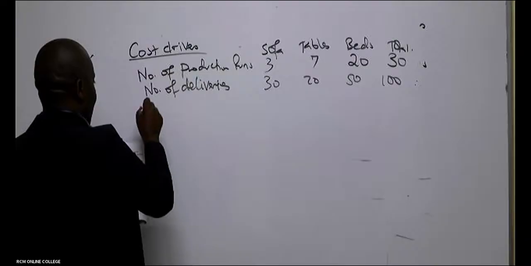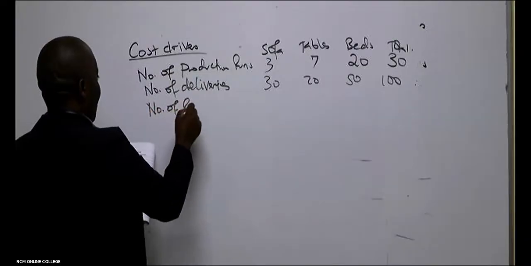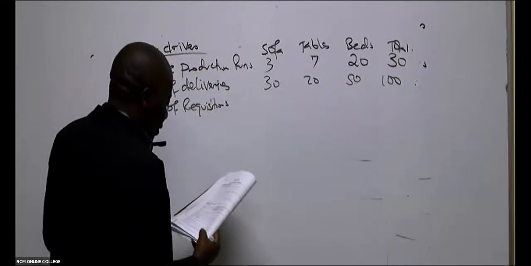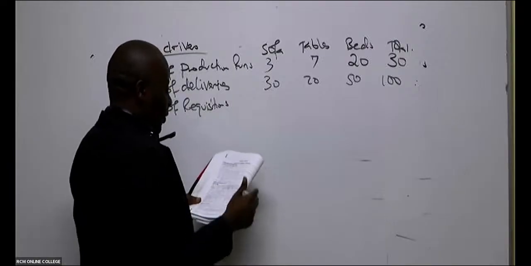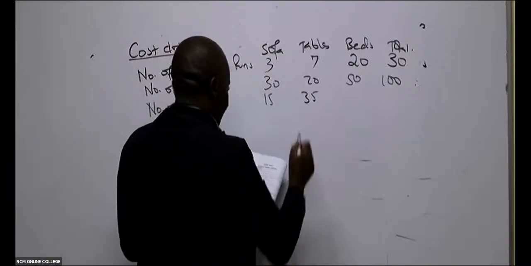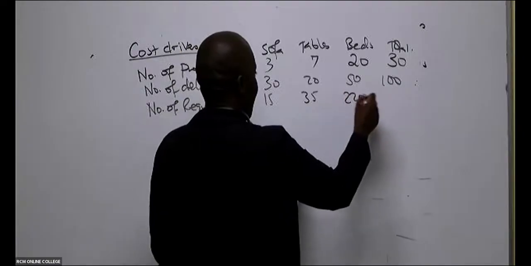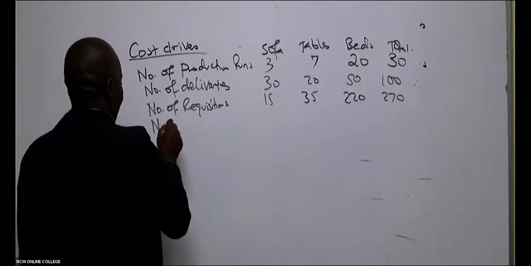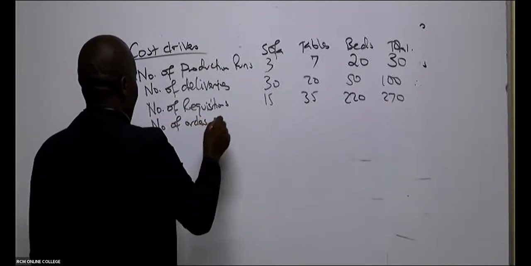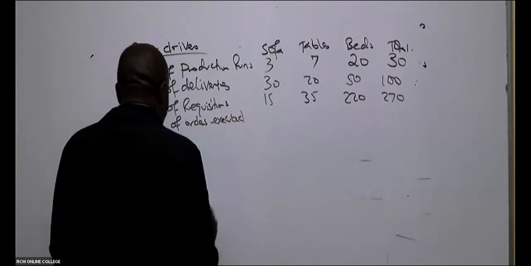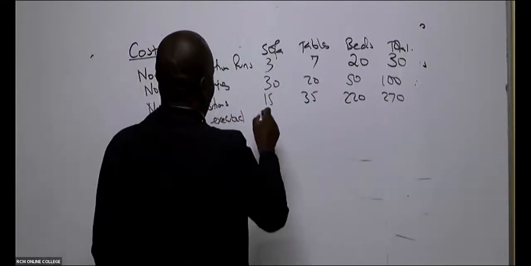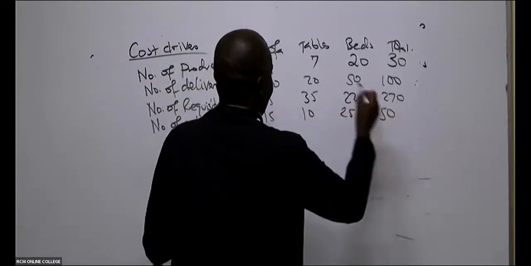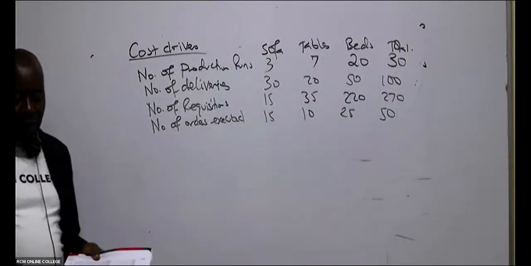Then we have number of requisitions: 15, 35 and 20, giving us 270. Then we have number of orders executed. I have to understand this: 15, 10, 25, giving us 15. Let me know once you are able to copy up to there.